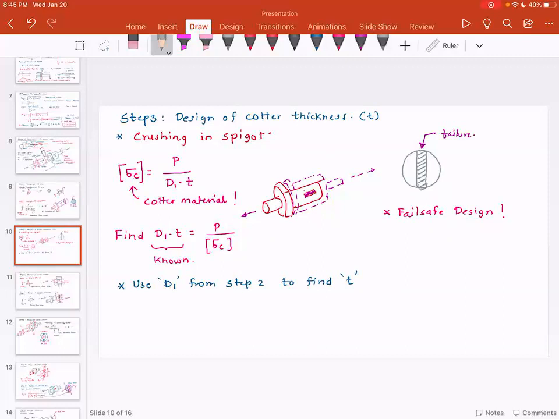If you look at the website, the Canvas, I have uploaded some worked out problems on cotter joint as well. You can use those as reference. And if you look at the past video lecture, there I have solved a cotter joint and found the actual dimensions. You can use that as a reference too.